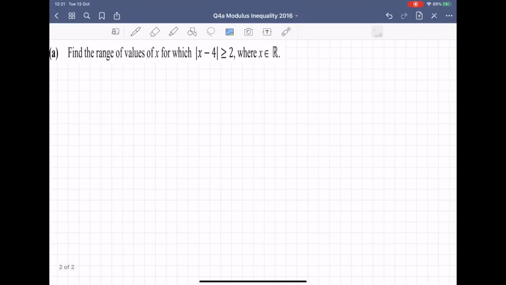The algebra question on the 2016 higher level paper asked you to solve a modulus inequality. Find the range of values of x for which the modulus of x minus 4 is greater than or equal to 2, where x is an element of R, it's a real number. There's a couple of ways of solving this, and if it's okay, I'm going to do it a couple of ways. First method is to square both sides.